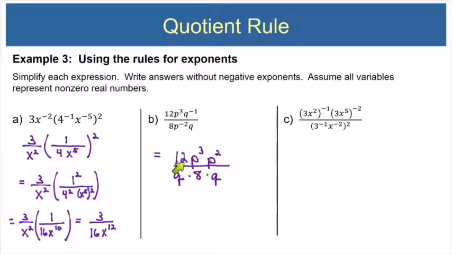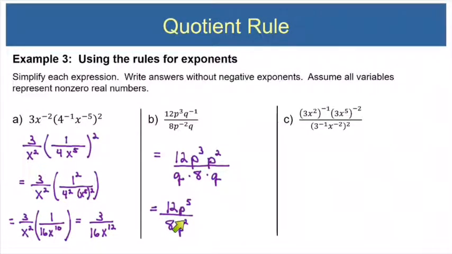In the top we have 12p to the third times p to the second. We know that's a total of 5 p factors, so that's going to be 12p to the fifth. 3 plus 2 is 5. And in the denominator we have q times 8 times q, so of course that's 8q squared. Now you can see we have all the p's gathered up here and all the q's gathered up here.